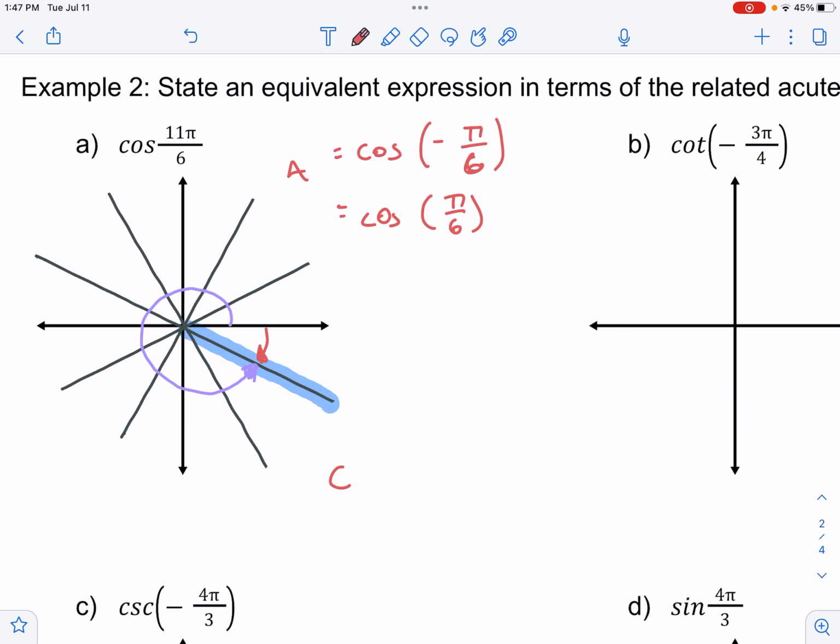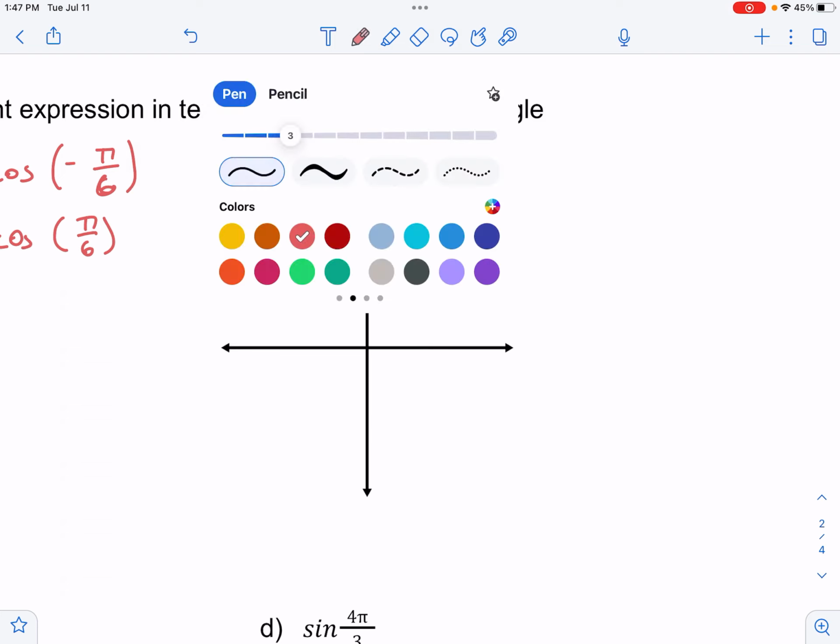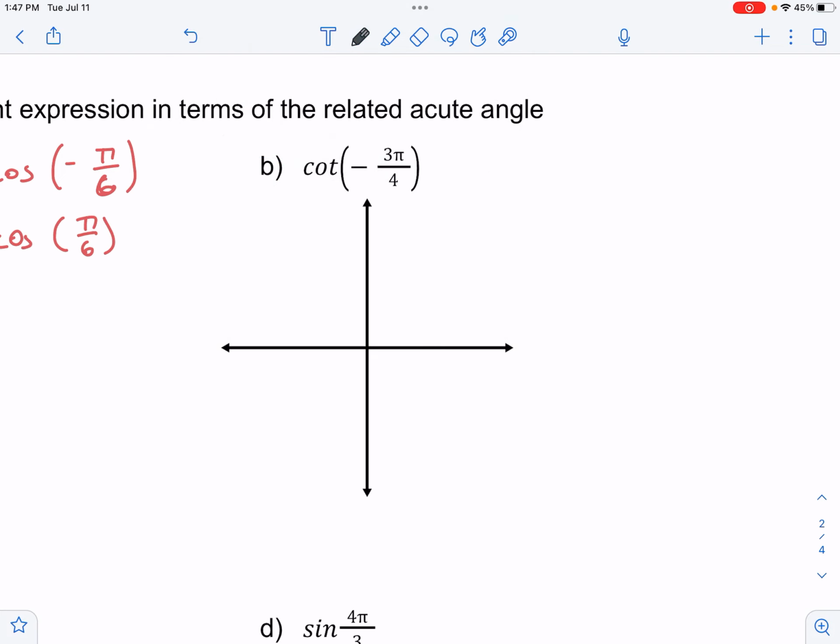Okay, let's do a next one. We have cotangent of negative 3 pi by 4. I start by splitting things up into fourths.